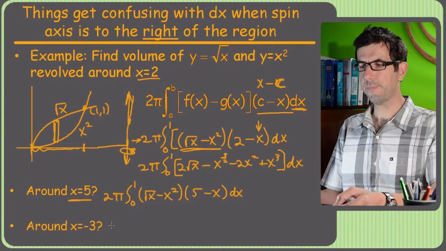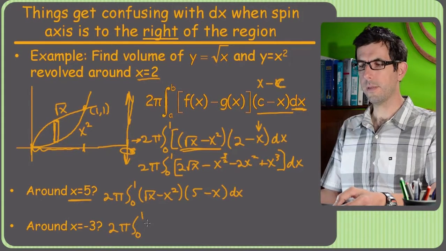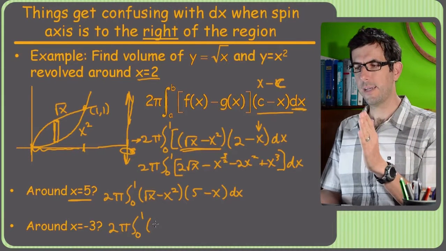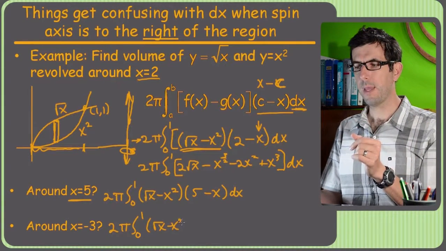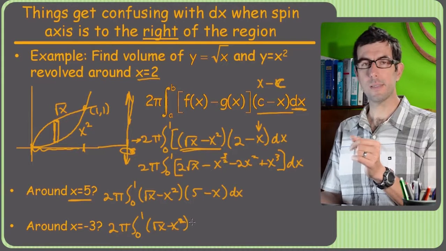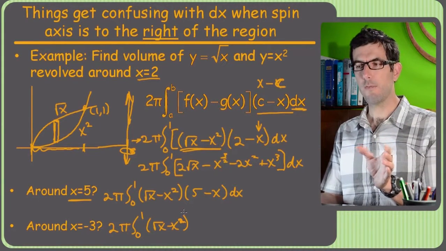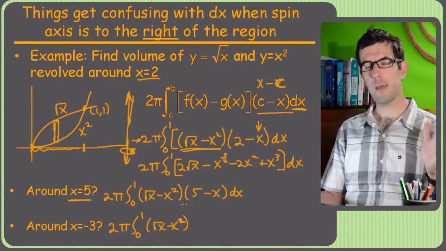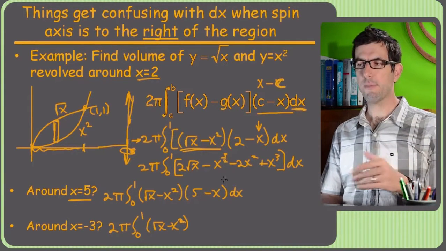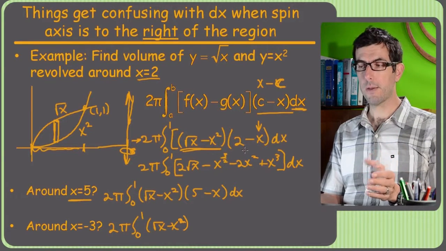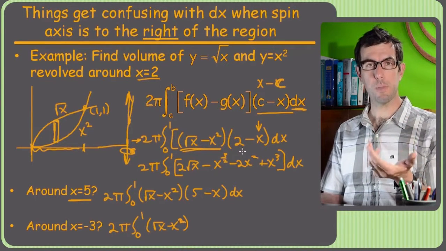And last one, you'll notice that no matter what my spin axis is, as long as it's a vertical spin axis, this first part of the problem is the same. And this is what's great about this compared to the washer method. With the washer method, if you move the spin axis from one side of the region to the other, not only do you have to mess around with 2 minus x and stuff, but you have all these squareds to worry about. Big R and little r switch places.